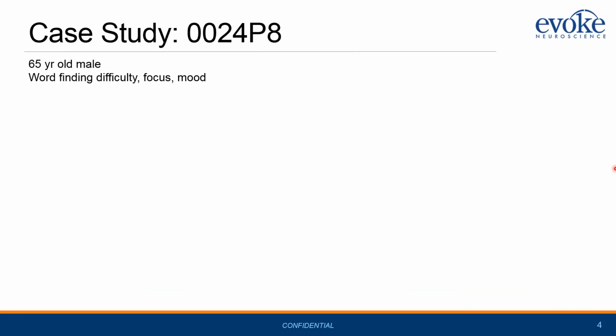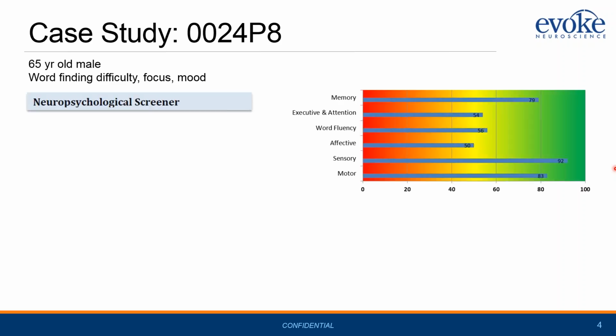So let's start out with a case study, just an example of what the world looks like without using these electrophysiology metrics. So we have a 65-year-old male that comes into the office with word finding difficulty, trouble focusing, and drastic mood swings. So we perform a neuropsychological screener. They're self-reporting their symptoms, kind of describing what they feel is wrong. And sure enough, they have concerns with the attention, word fluency, and affect.